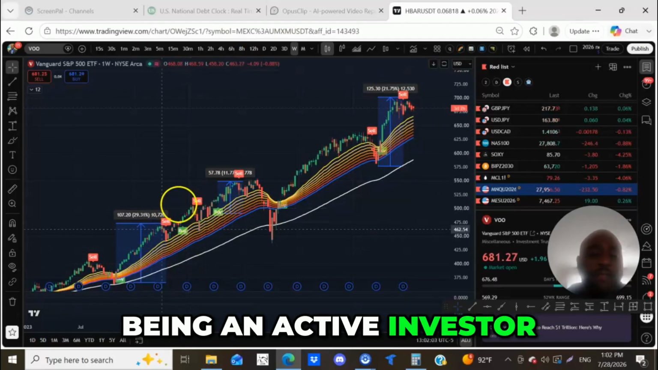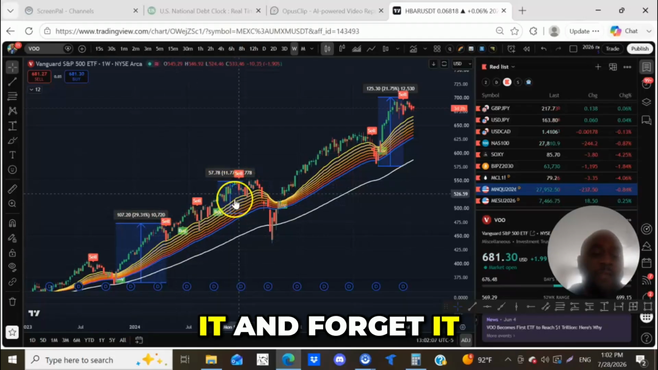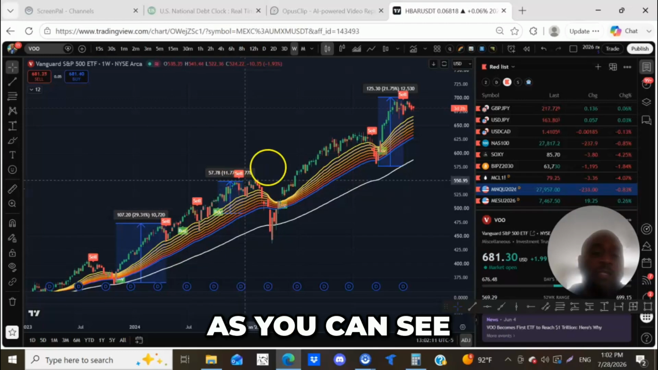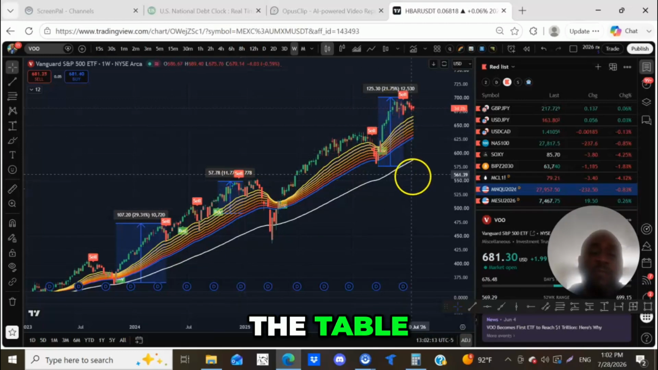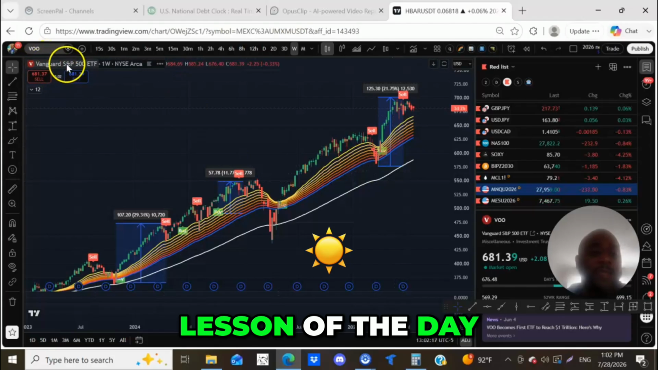Being an active investor will pay you more. You're just not setting it and forget it. But if you want to be more strategic, as you can see, there's more money on the table by doing what you're going to do anyway. So that is the lesson of the day.